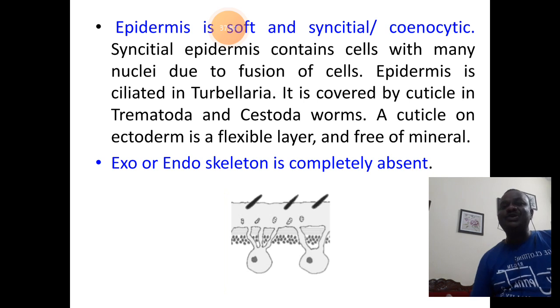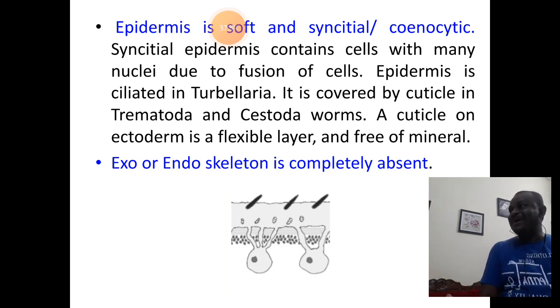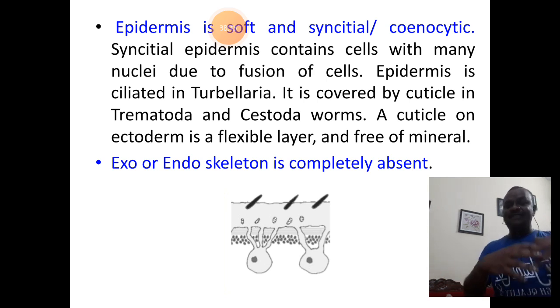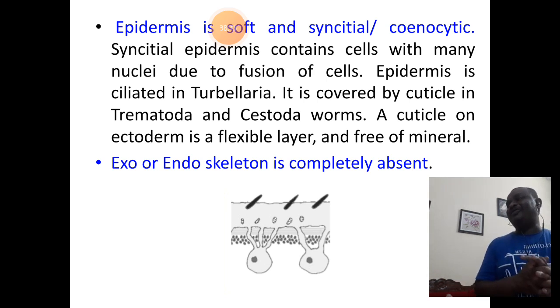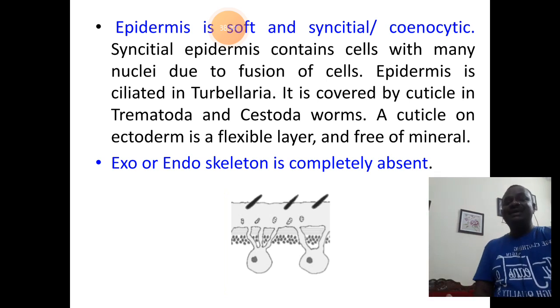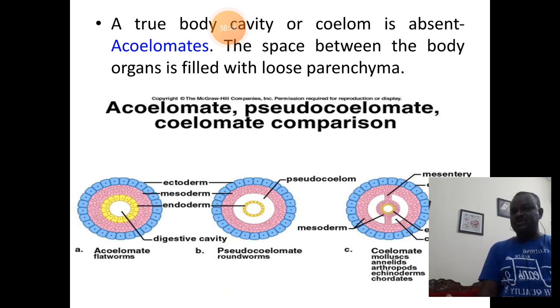Students, remember, this cuticle is a flexible layer and also free from minerals. Well, there is absence of exoskeleton and endoskeleton, as I told you earlier. There is nothing supporting the body both inside as well as outside. When there is no support from inside, we call it endoskeleton absence. When there is no support for the organism outside, we call it exoskeleton absence. Both are absent for the organisms of flatworms.